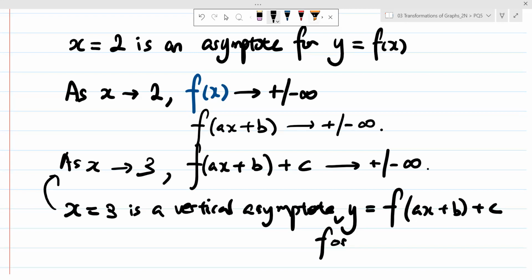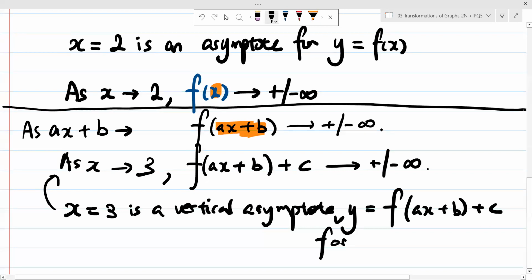Okay, but I want a one-to-one comparison with the thing on top. So instead of saying as x approaches 3, I want to say that as ax plus b approaches some number. Okay, now, so if x approaches 3, let's draw a line here. Can we just not bother about anything above the line first? Okay, so look below the line. So as ax plus b approaches what? If x is approaching 3, ax plus b approaches what? If x equals 3, ax plus b equals what? Yes, thank you.